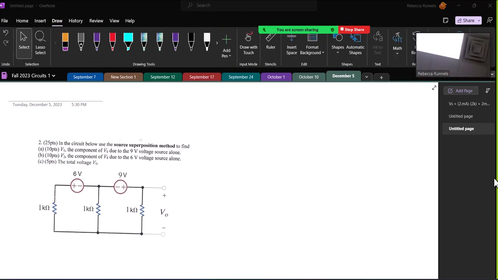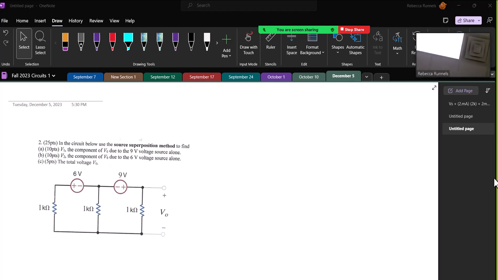Alrighty, so this is problem 2 from test 2, and here we have a circuit. We're supposed to use source superposition to find V1, the component of V0 due to the 9-volt voltage source alone, V2 due to the 6-volt voltage source alone, and the total voltage.